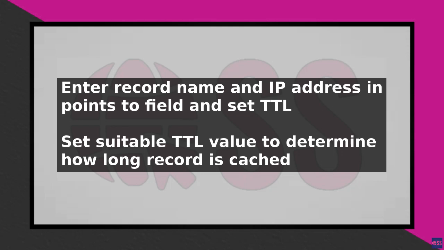Set the TTL, which stands for time to live, to a suitable value. The TTL determines how long the record is cached by DNS servers. A lower TTL means the record will be updated faster, but it can also increase the load on your DNS servers. Click on the Add Record button to save your changes.